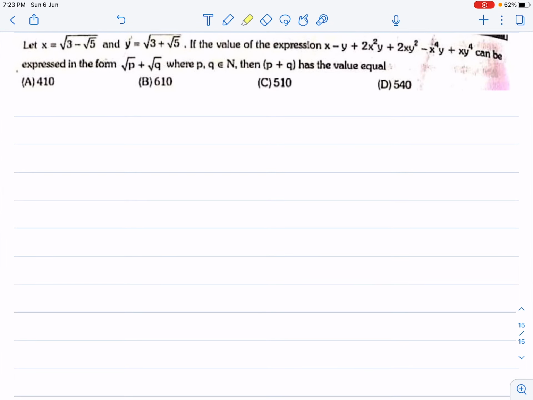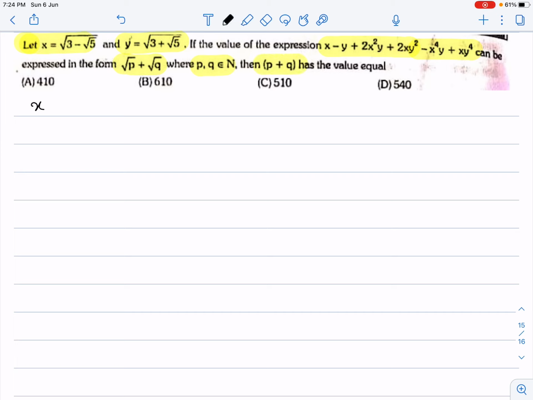So we'll be going to solve this question written on the screen. Let x is equal to root of 3 minus root 5, y is equal to root of 3 plus root 5. Then the value of the expression (x minus y) plus 2x square y plus 2xy square minus x power 4 y plus x y power 4 can be expressed as root p plus root q, where p and q belong to natural numbers. Then p plus q is the value they are asking.